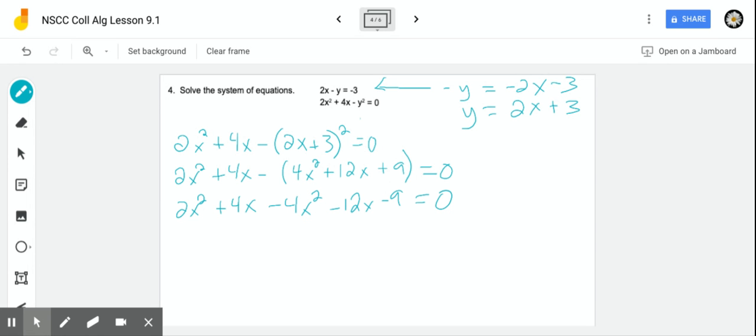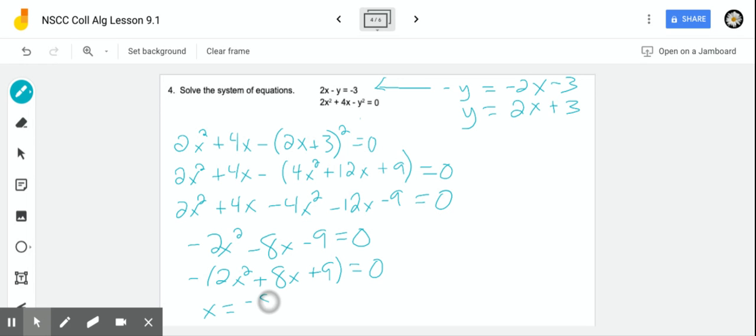All right, let's get our like terms together. We get negative 2x squared minus 8x minus 9. Let's see, let's factor out a negative 1. 2x squared plus 8x plus 9. Now, I don't think that that can be factored, because if you try an umbrella factor, you get 18, and there aren't any factors of 18 that add up to 8. So we're going to have to use the quadratic formula.